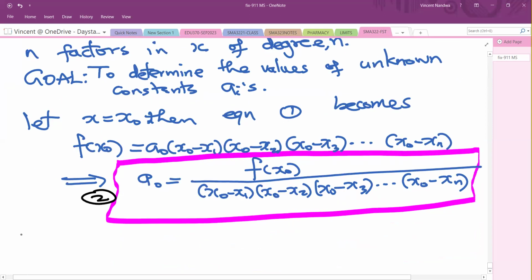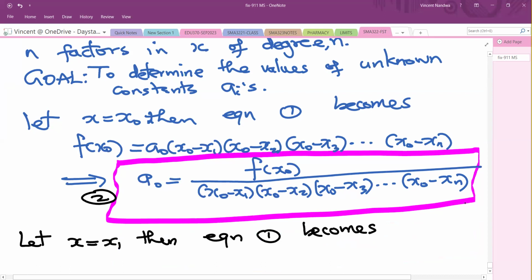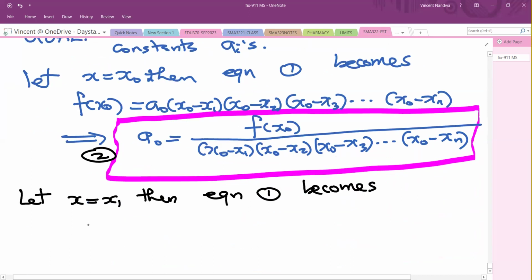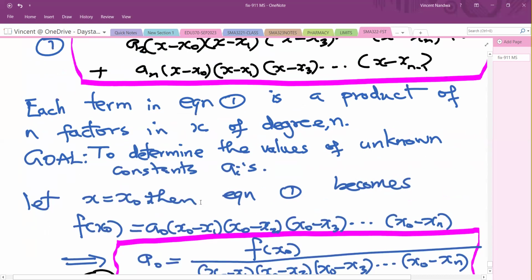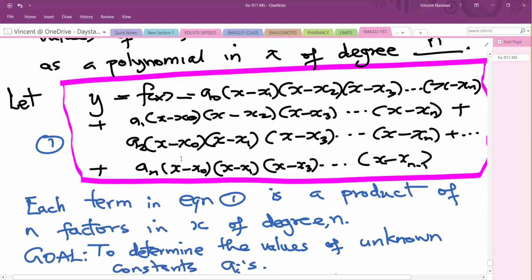So similarly, let x be x1. Then equation 1 becomes f of x1. Can you tell me the term, or the terms, which will remain in 1 after replacing x with x1? The term with a1 is the only one that will remain because the other terms have x minus x1, okay?